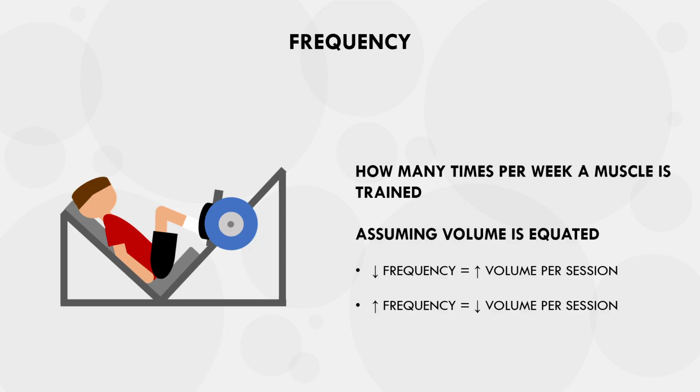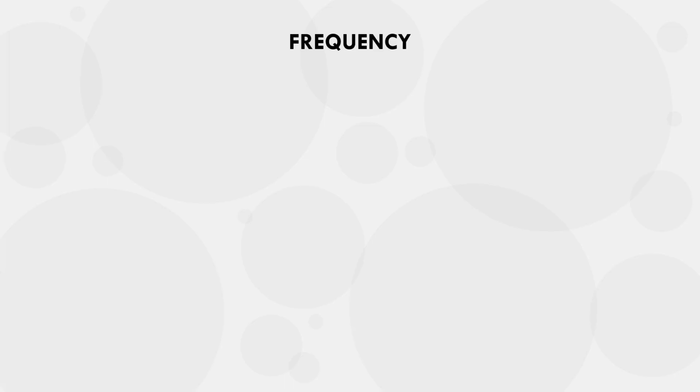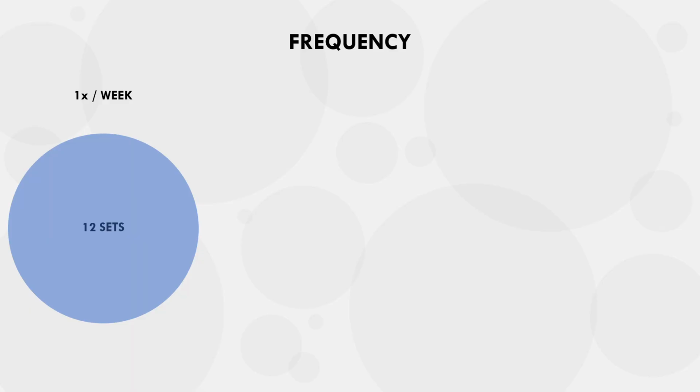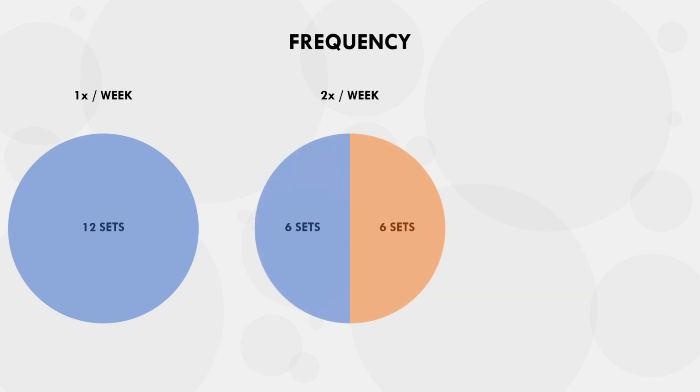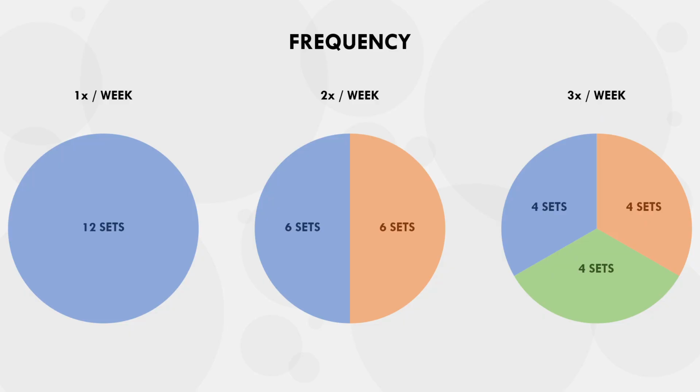For example, let's say we want to perform 12 total sets for a muscle across the week. If we train this muscle once per week, we would need to perform 12 sets in that one session. A frequency of 2 times per week means we need to perform 6 sets per session, and training the muscle 3 times per week means we require 4 sets per session. However, in either of these cases, the total weekly volume is still 12 sets.